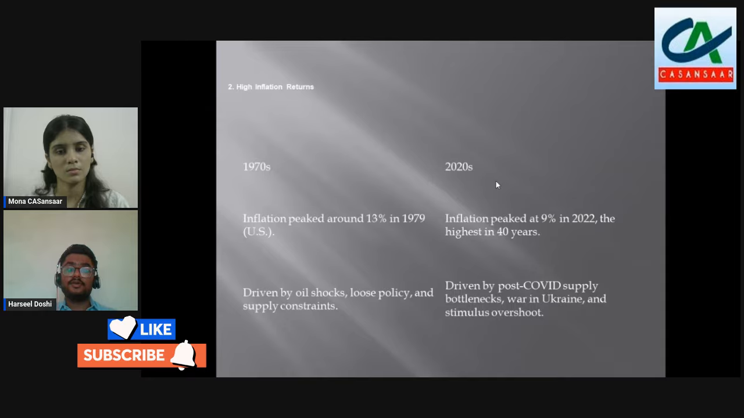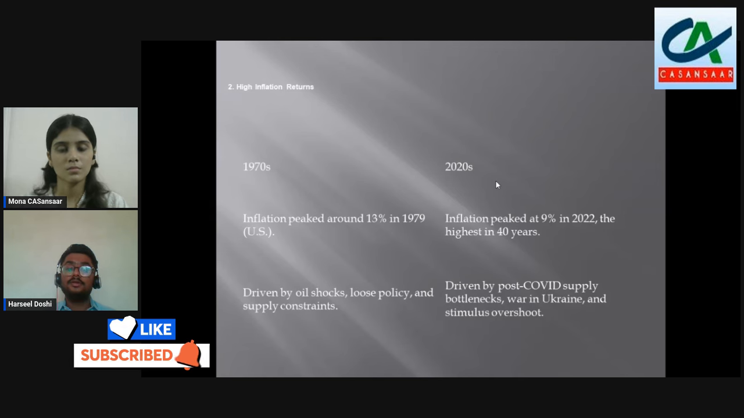Third thing, inflation peaked at 13% in 1979, during the US bubble. In 2020, we have also seen inflation peak at 9% in the year 2022, which is the highest in 40 years. This is also one of the common things we have seen in the 1970s and 2020s.